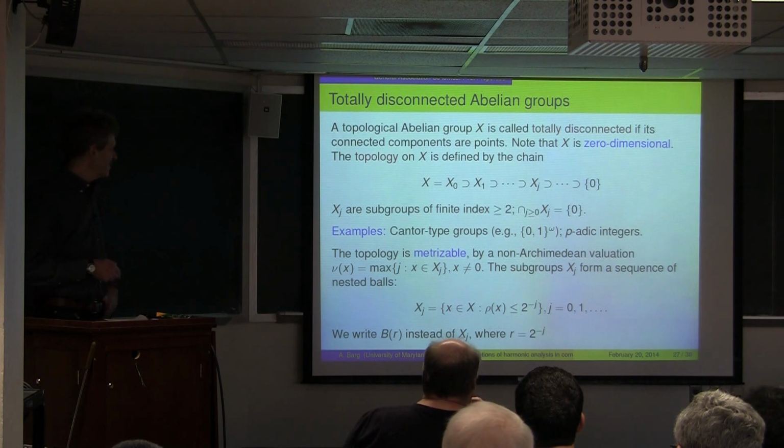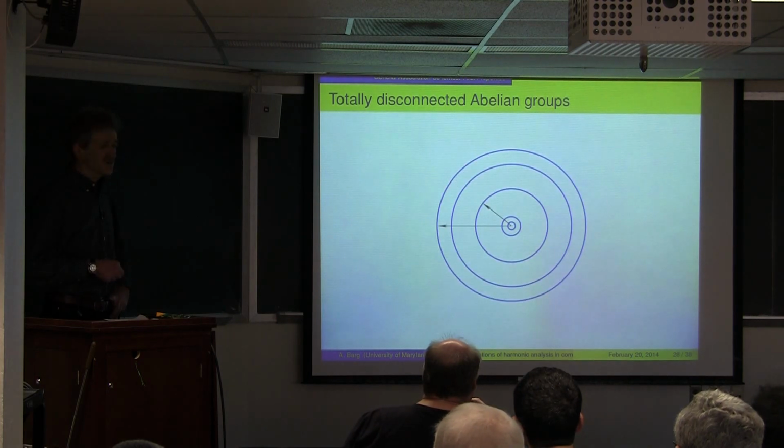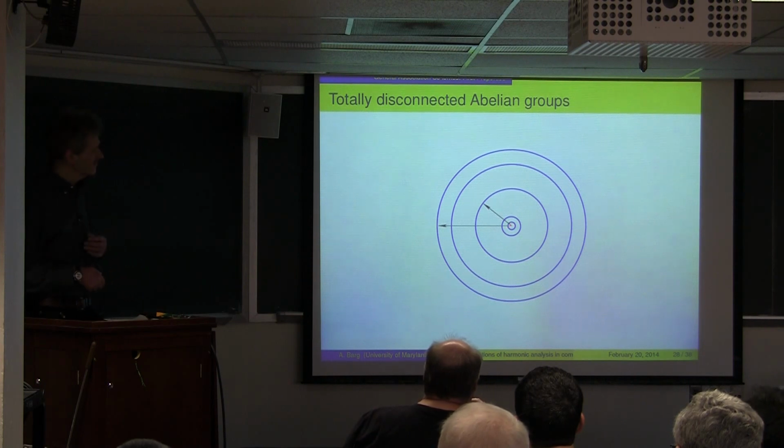So yes, these things happen. And so we can think of the subgroups as balls with respect to this metric. And this is the picture of my zero-dimensional group. So this is the outer group, and then shrinking balls, all the way, going forever, and at infinity they reach 0. So that's how the group is arranged.